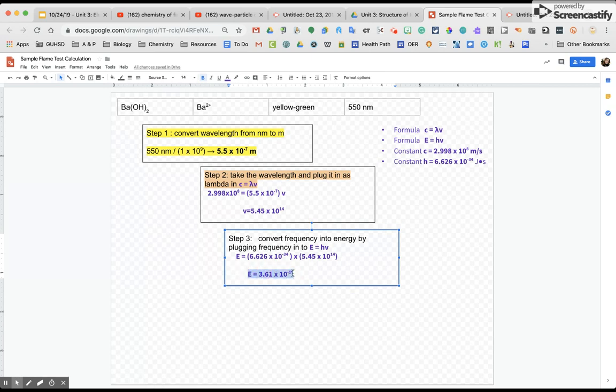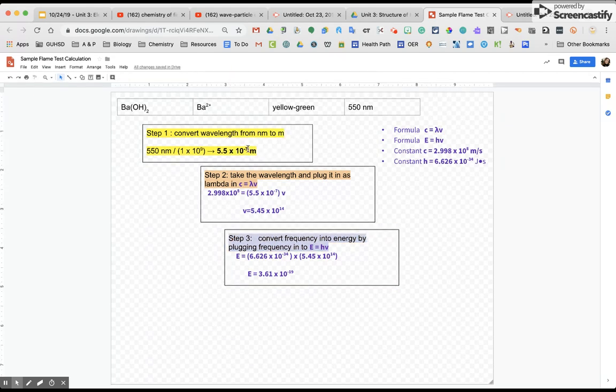And you're going to take that now to the final column of your Flame Test Lab data sheet and write it down. This is the 3-step process you will need to follow for all 8 of your compounds for your Flame Test Lab. You are going to want to make sure you do it in this order.